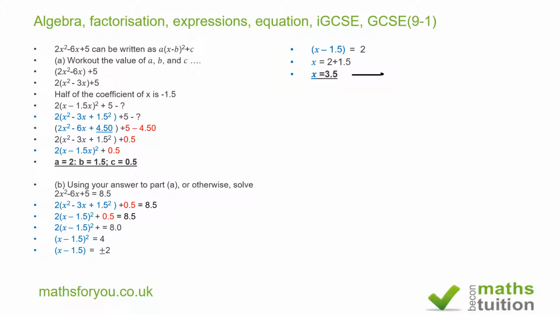Okay. Now, if we then use x minus 1.5 is equal to minus 2, if we add 1.5 to both sides, we end up with x is equal to minus 2 plus 1.5, and that will give us an x value of minus 0.5.